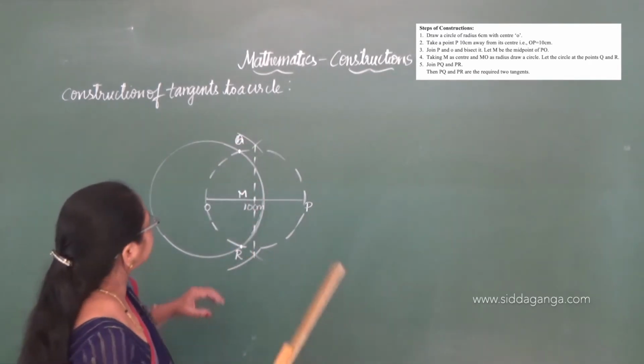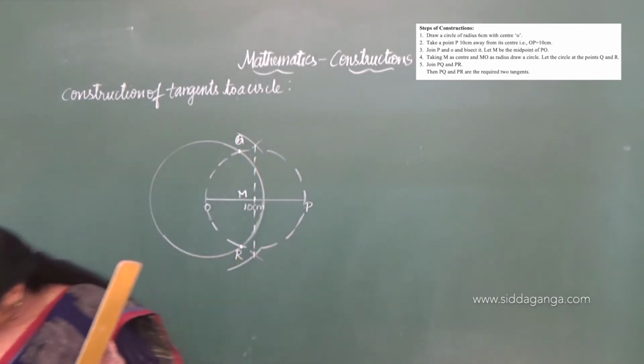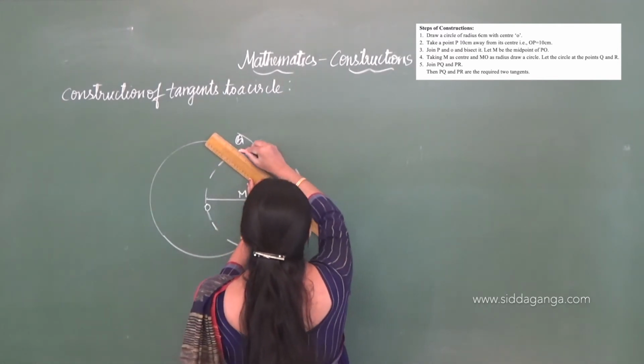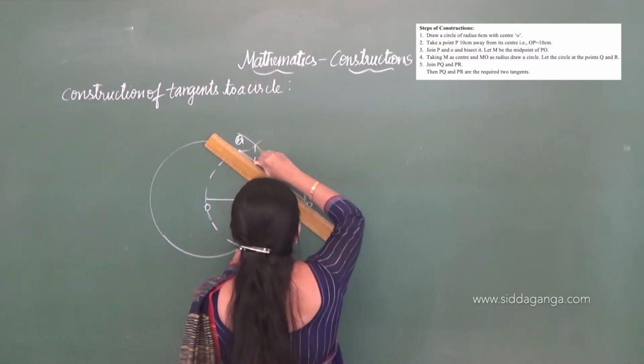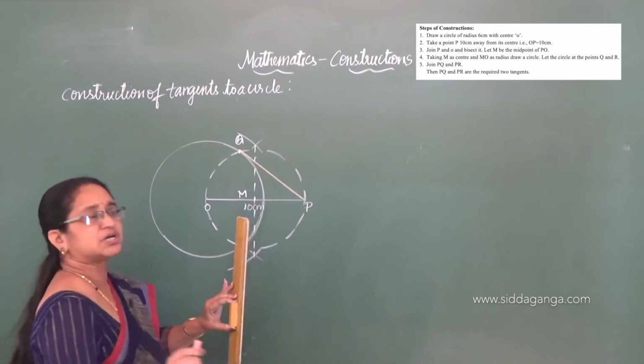Now join PQ. So I will use a different color. Join PQ. I am drawing a little thick, but you should draw with a sharp pencil.